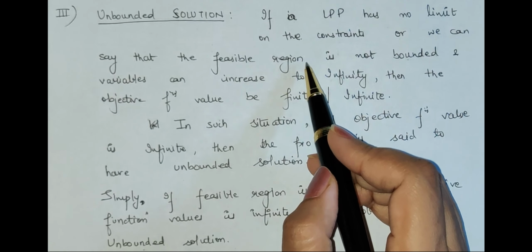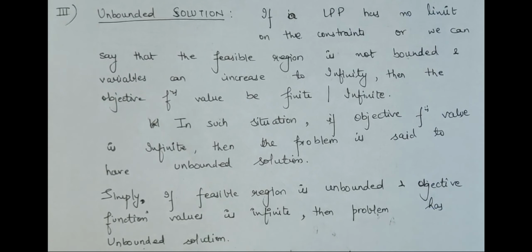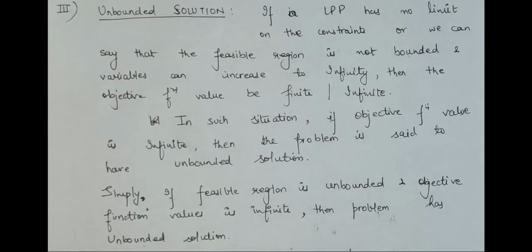So this is the definition of unbounded solution, and we will learn it with the help of an example as well. Simply, I can say, if the feasible region is unbounded and the objective function value is infinite, then we say the problem has an unbounded solution. So this is the definition of an unbounded solution. And lastly we have infeasible solution.